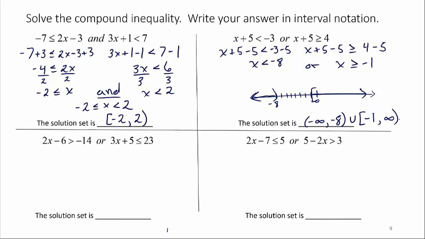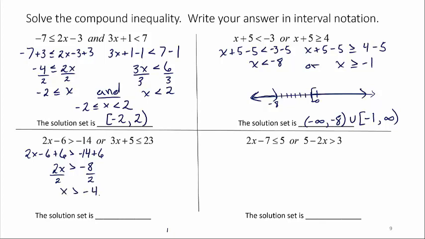All right, so let's do this next example of 2x minus 6 greater than -14 or 3x plus 5 less than or equal to 23. So again, I'm going to solve both of these inequalities. In the first one, I have to add 6 to both sides. So I have 2x minus 6 plus 6 greater than -14 plus 6. So 2x is greater than -8, right? -14 plus 6 is -8. Divide both sides by 2. x is greater than -4.